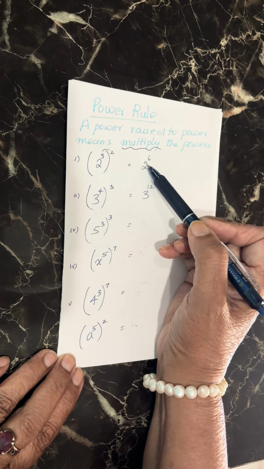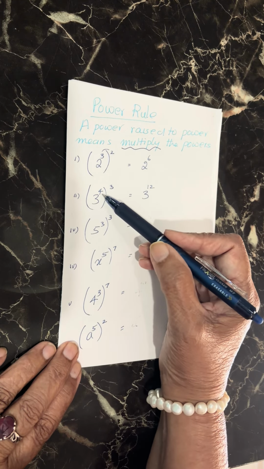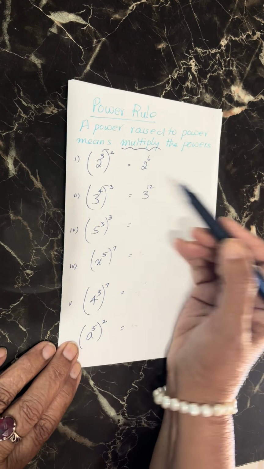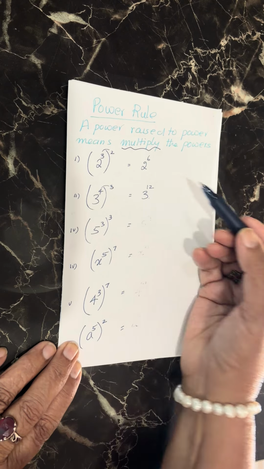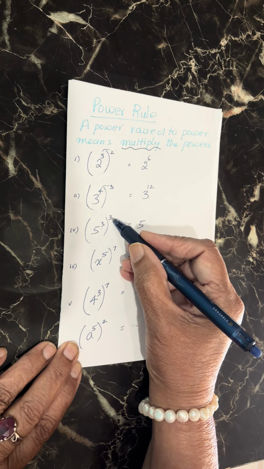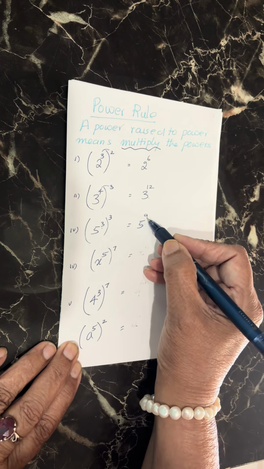So it becomes 2 to the power 6. 3 times 2 is 6. Similarly, 3 to the power 4 and outside power we have 3. So 4 times 3 becomes 12. So 3 to the power 12. Similarly here 5. Inside power is 3 and outside again power 3. Power and power multiplies. So 3 times 3 becomes 9.